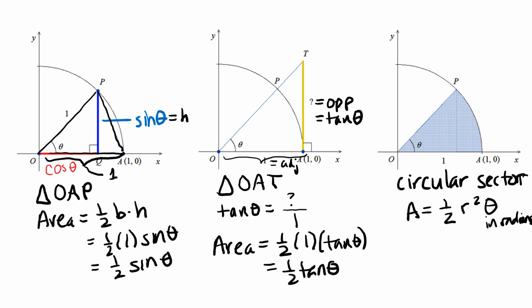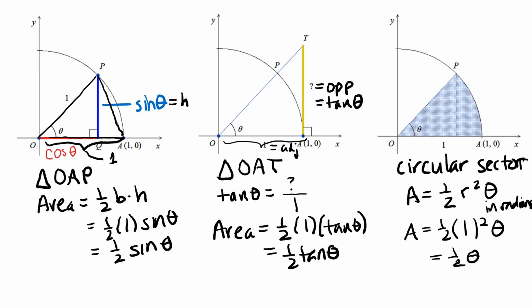Okay, so the area of this circular sector, circular sector OAP, is going to be 1/2. The radius is 1, and our theta is what's labeled there in the picture. So 1/2 theta. All right, so the next thing we want to do is look at these three areas of these three regions. I've got the triangle OAP in the first diagram, I've got the triangle OAT in the second diagram, and then the circular sector that's already shaded in the third diagram. If I compare those areas, you should be able to put them in order from smallest to largest.